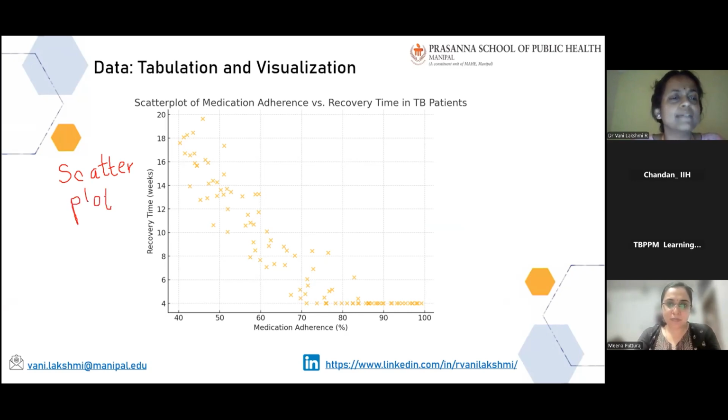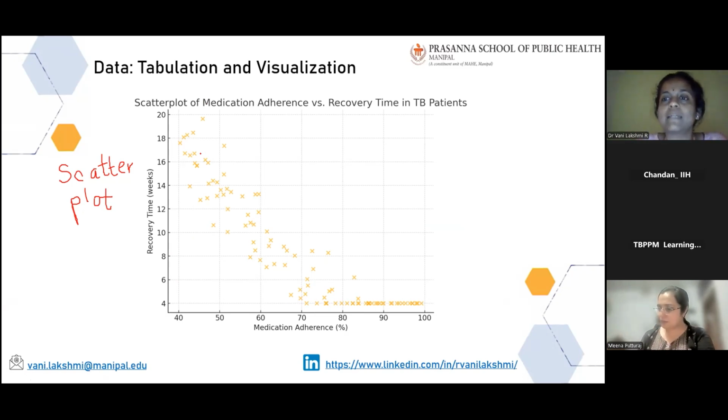Now, why did the researcher or the project research assistant use this? Because she wanted to know, the more the adherence, the faster the recovery. Correct, no, Mukesh ji? The more you adhere to the medication, the faster is your recovery. Yes, ma'am. So she wanted to know, is that true? So what she did, she collected data from patients, TB patients. She asked them, okay, out of 10 days, how many days did you not follow this medication?